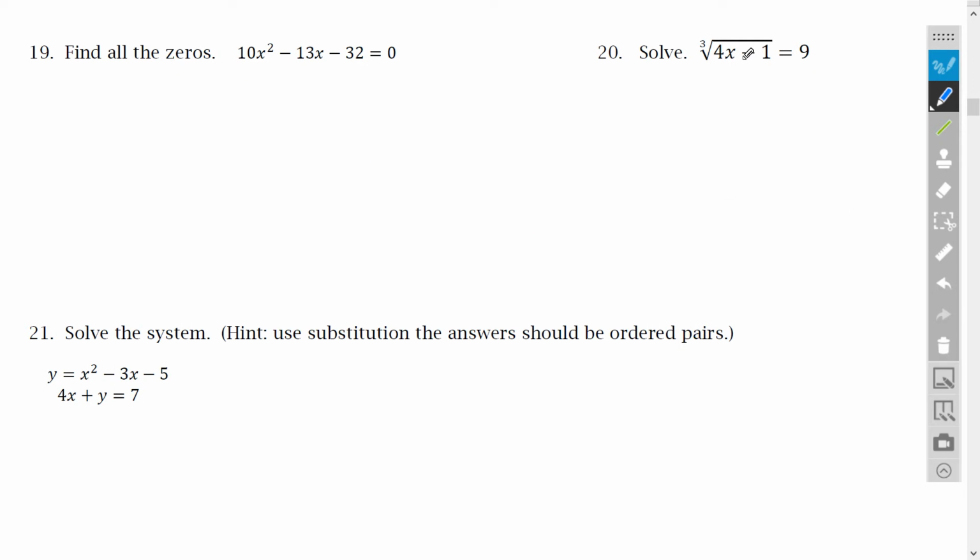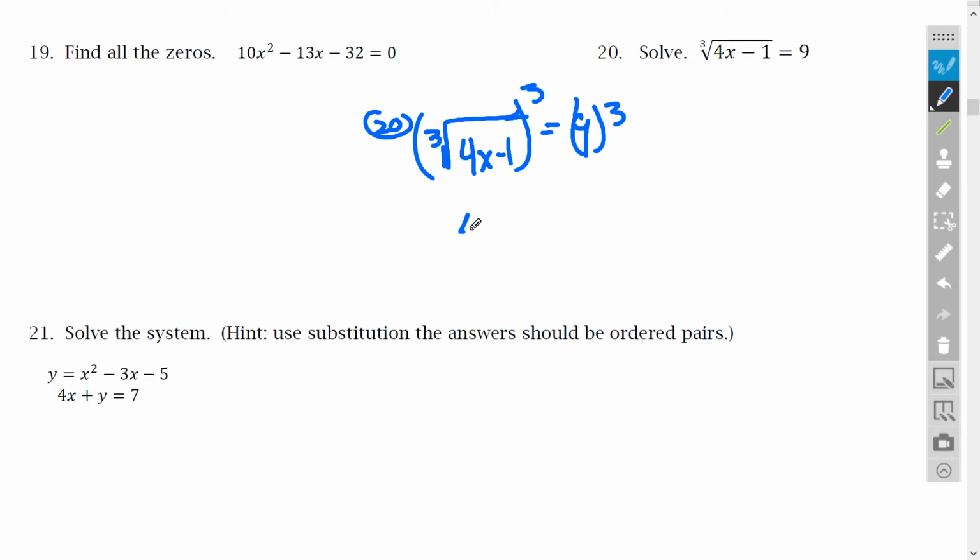Okay, solve the cube root of 4x. So we've got the cube root of 4x minus 1 is equal to 9. Okay, so we're just going to cube both sides to get rid of that cube root. So we get 4x minus 1 is equal to 9 cubed, which is 729. And then I just need to solve this for x. So add 1. 4x is equal to 730.